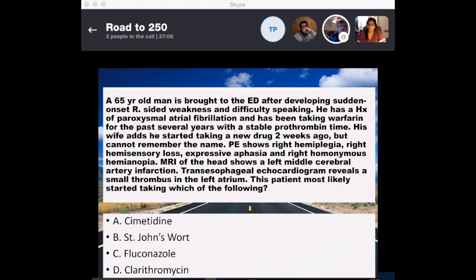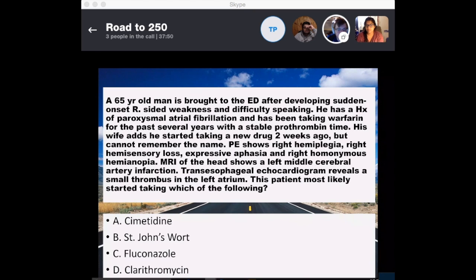Okay. So I got a 65-year-old man brought to the ED after developing sudden onset right-sided weakness and difficulty speaking. He has a history of paroxysmal AFib and has been taking warfarin for the past several years with a stable prothrombin time. His wife adds he started taking a new drug 2 weeks ago, but cannot remember the name. PE shows right hemiplegia, right hemisensory loss, expressive aphasia, and right homonymous hemianopia. MRI of the head shows a left middle cerebral artery infarct. Transesophageal echo reveals a small thrombus in the left atrium. This patient most likely started taking which of the following?